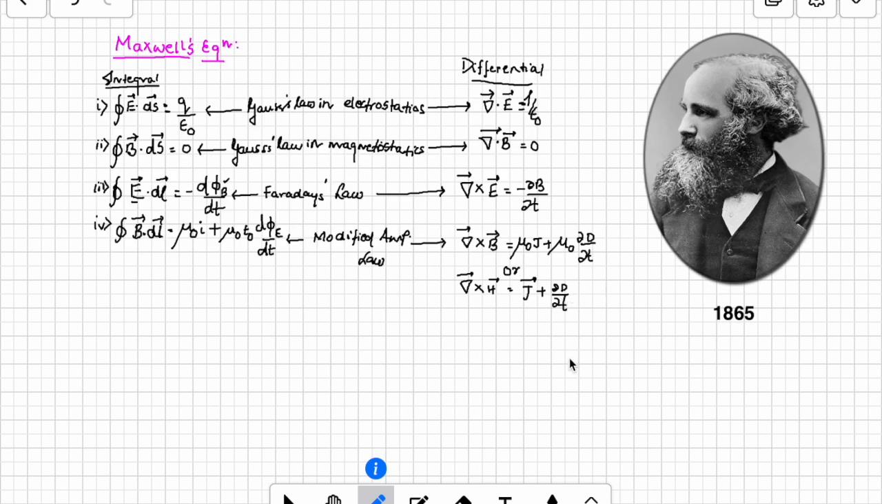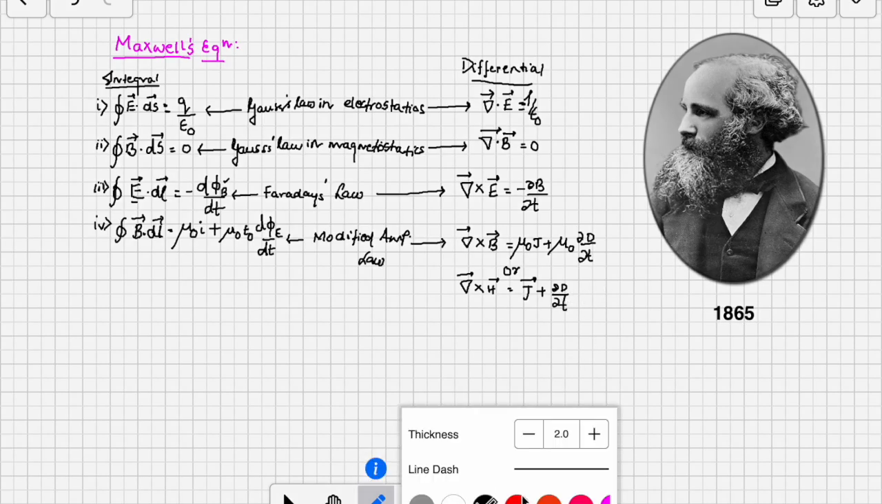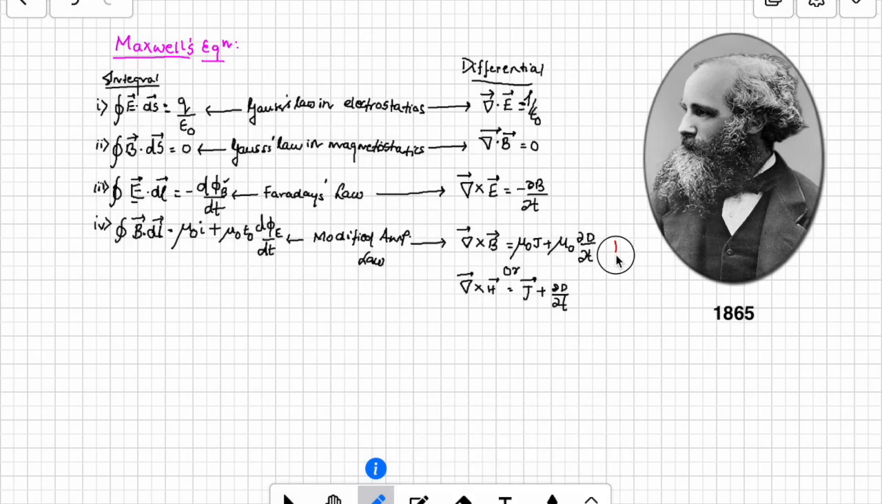What happens here is two things that you should remember. What is my D? D is actually nothing but epsilon naught E. So if D is epsilon naught E, you can replace it here. That epsilon naught can come out and you will get mu naught epsilon naught del E del T. So if you modify it and take it in the differential form, you get this expression. In place of phi E, it will be E.